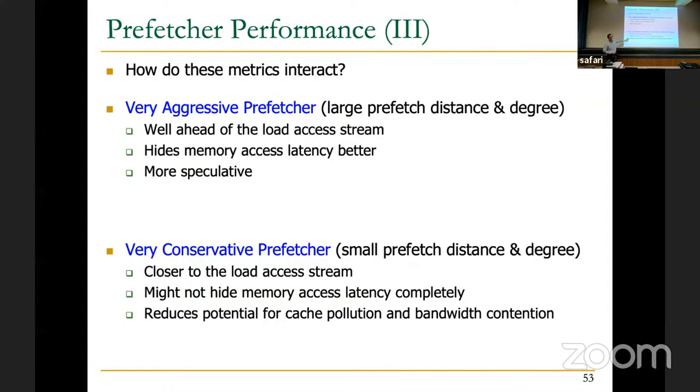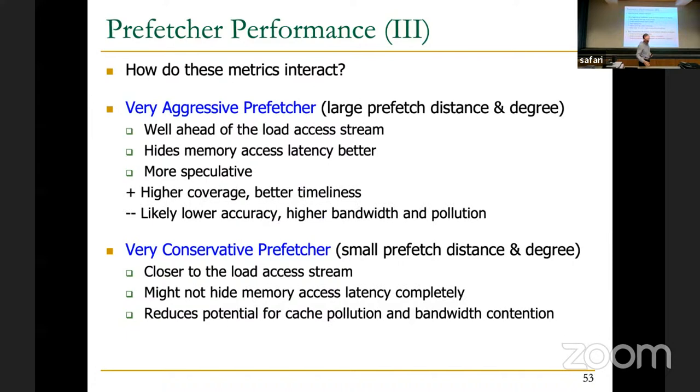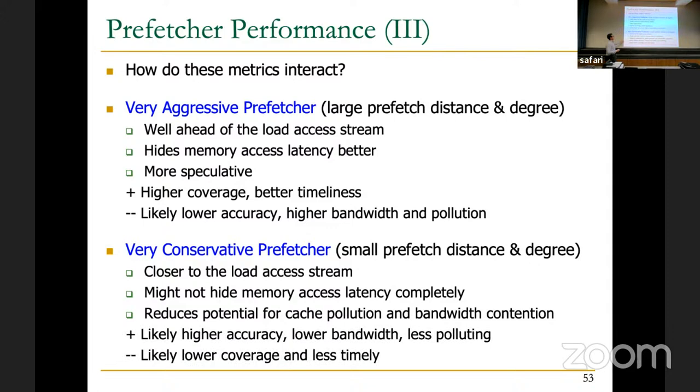So if you think about it, a very aggressive prefetcher usually has higher coverage and better timeliness, but it likely has lower accuracy because it's very aggressive, right? It's predicting that the processor will get there, but the processor may never get there. And it also creates higher bandwidth consumption and more pollution. And the opposite is true for a very conservative prefetcher, right? It's likely higher accuracy, it's lower bandwidth, likely, but not always, right? Because you may actually have a misprediction in your algorithm.